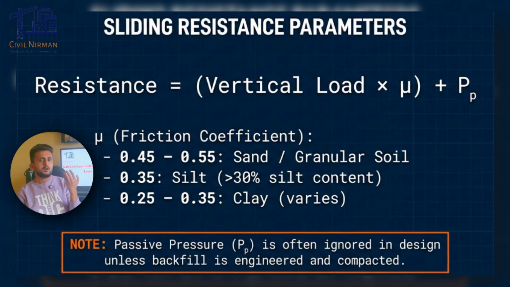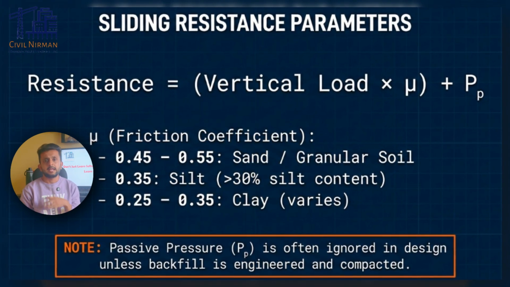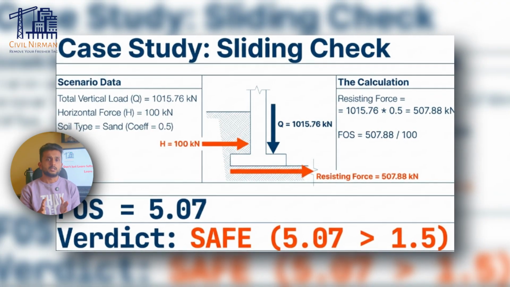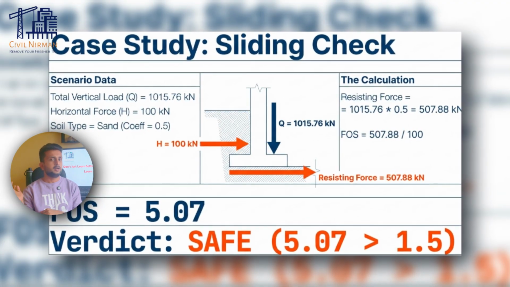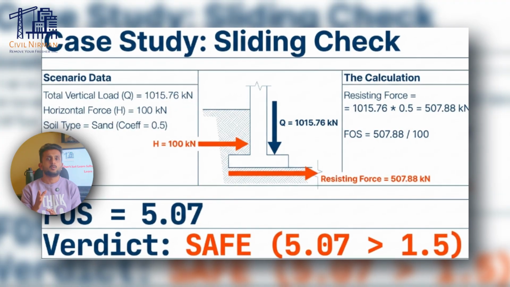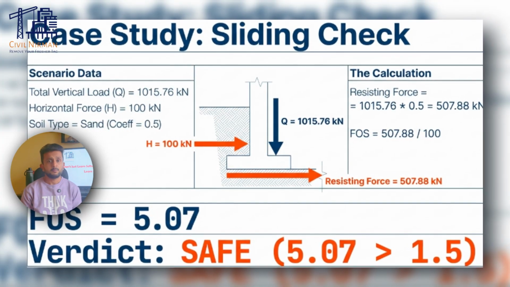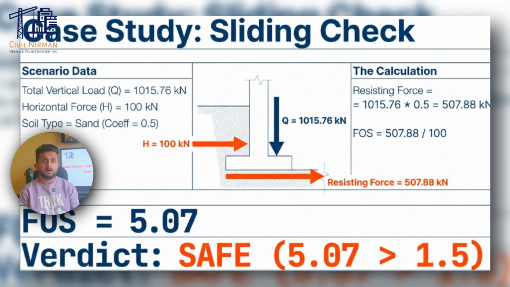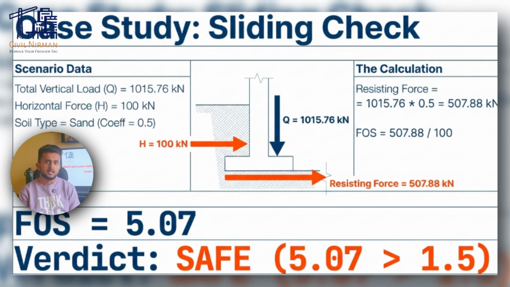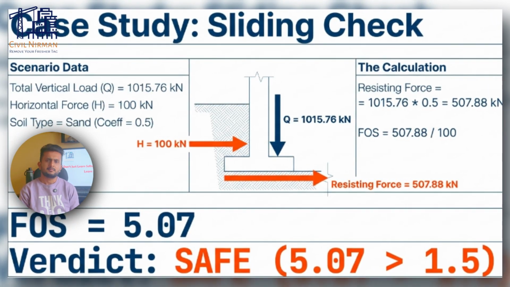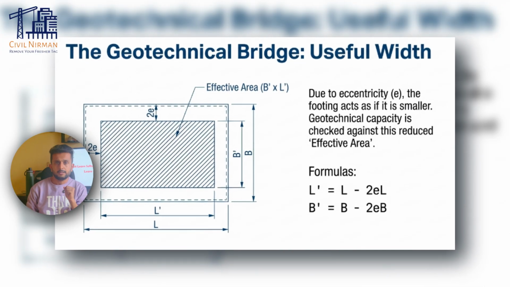So let's assume a horizontal force of 100 kilonewton and a friction coefficient of 0.5. The total vertical load is 1015.76 kilonewton. The resisting force is 1015.76 times 0.5. We will get the value as 507.88 kilonewton. So our factor of safety based on this will be 5.07. Ultimately safe.